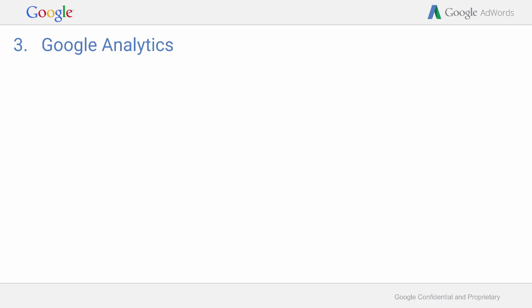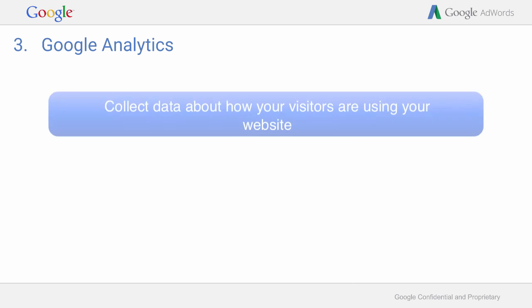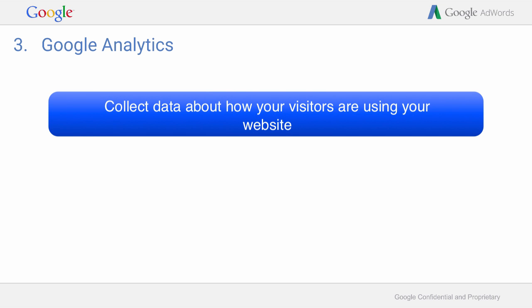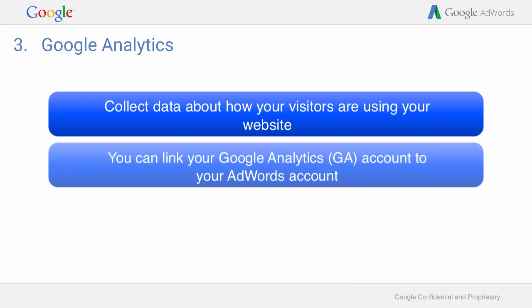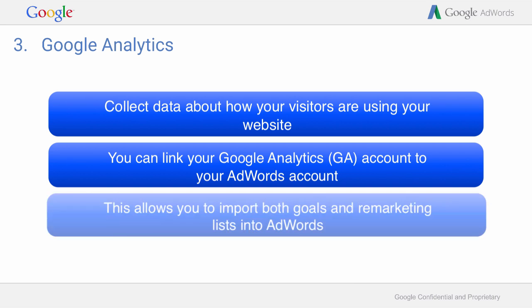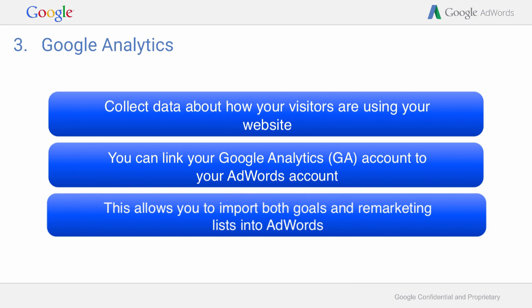Google Analytics is a very versatile tool. As well as collecting data about how your visitors are using your website, you can also link your Google Analytics account to your AdWords account. Linking your Analytics account to your AdWords account allows you to import both goals and remarketing lists into AdWords. This means that if you already have Google Analytics on your website, then you do not need to change your website to use the AdWords conversion or remarketing tags, since you can just import that data into AdWords from Google Analytics.